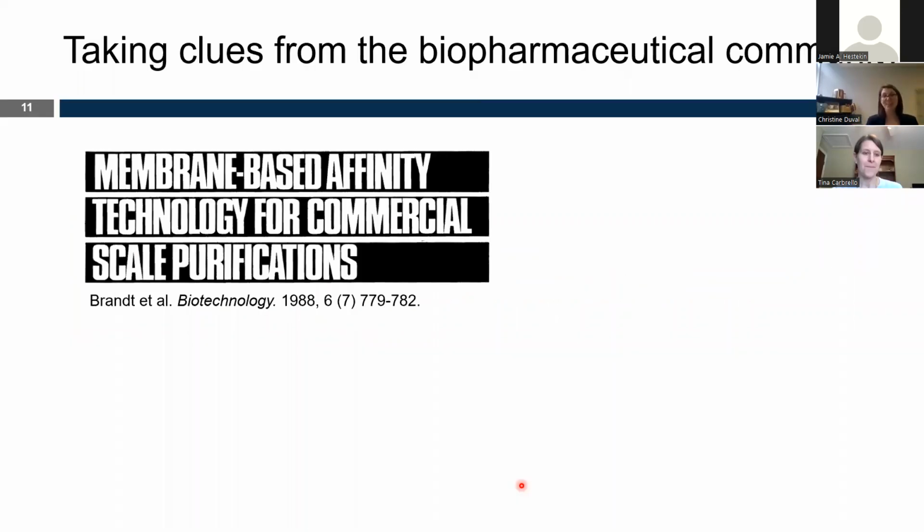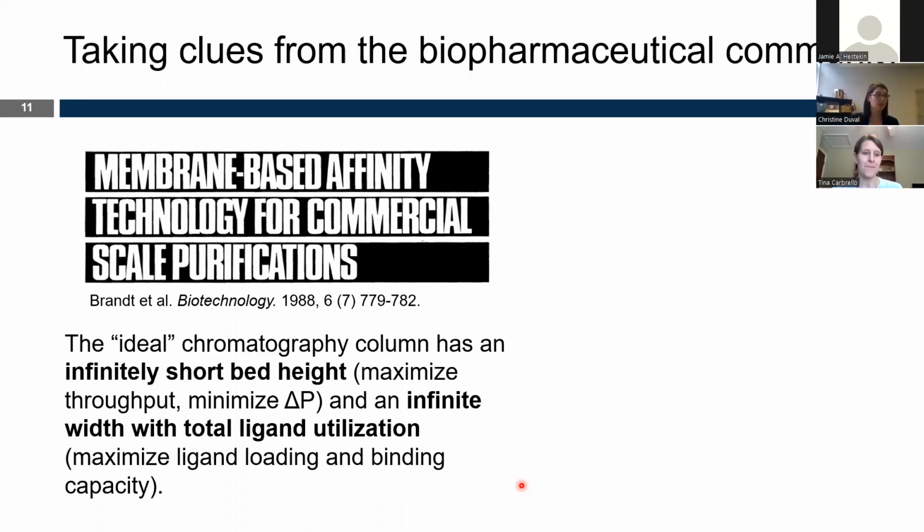So we can take clues from the biopharmaceutical community, right? The membrane community has been thinking about the difference between resin-packed columns and membrane columns for a long time. One of the earlier papers that I could find is this one from 1988, where Brandt went through and talked about membrane techniques that could be used for bioseparations. And here, right, they describe the ideal chromatography column as having an infinitely short bed height. That way you can maximize throughput and minimize your pressure drop. And you would also have an infinite width with total ligand utilization, right?